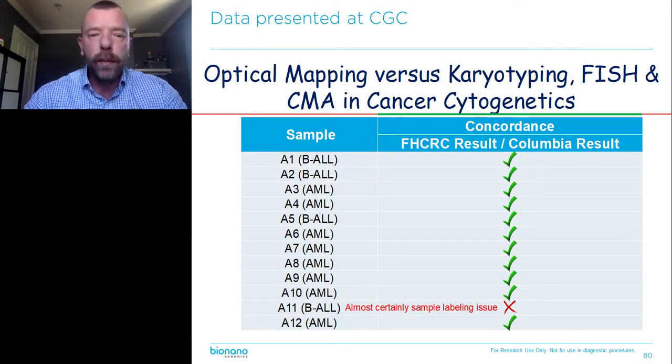So of all the samples that were shown, there was one where there was absolutely no data that made any sense. It was a sample mix-up, it turned out. But other than that, there was a complete concordance between the Bionano results and the standard cytogenetics results, so karyotype, FISH, and array. And this was done in a blinded fashion. This study is ongoing on a much larger sample size, but for now, those results are just spectacular.